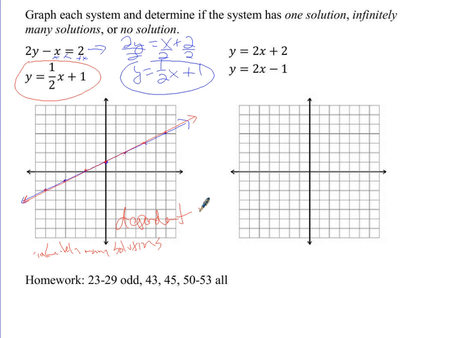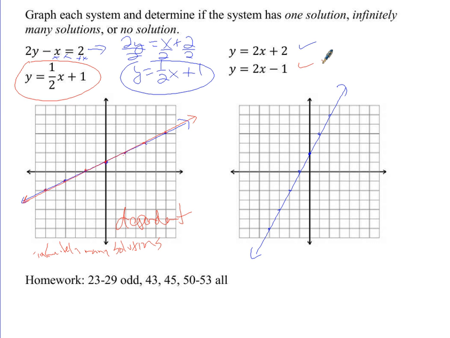Okay, let's graph the other two now. They're both in slope-intercept form, which is nice. So for the top one, how am I going to graph it? Start at 2. Up 2, right 1 each time. Good. And then reverse it. And draw on the line. Hopefully you're getting faster at drawing lines in slope-intercept form. Okay, there's my blue line.